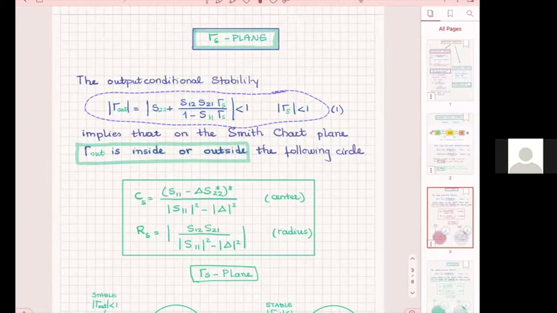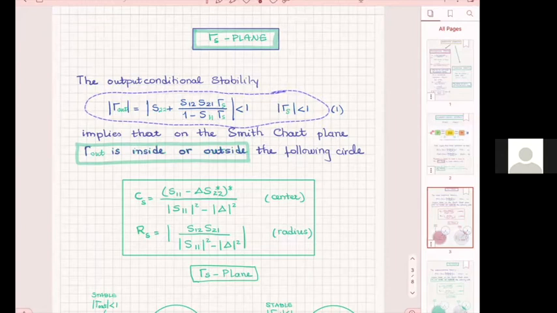So the selection of gamma S and gamma L is absolutely critical, all right? Because it's going to impact your gamma out, and obviously it is not just gamma S by itself, but it is multiplied with all of the scattering parameters. So what gamma S will make a given transistor stable depends on what values of gamma S, which are given by the gamma S circles on the gamma S plane, will make the magnitude of gamma out less than 1.